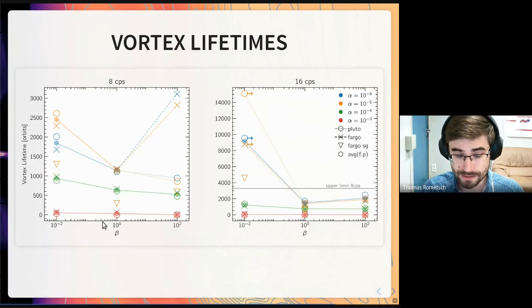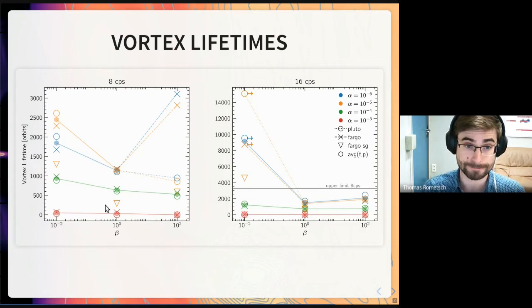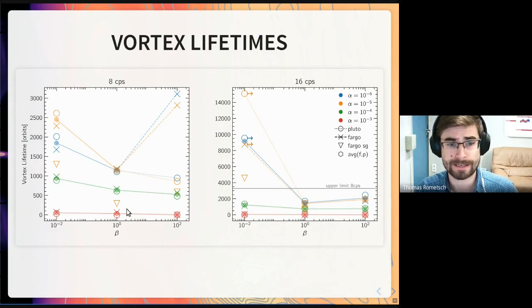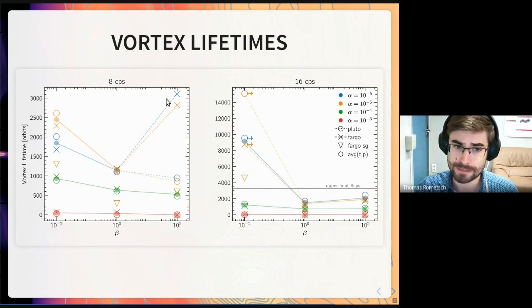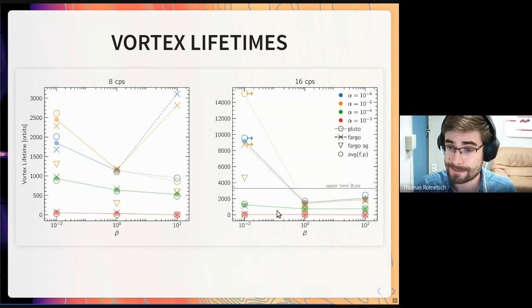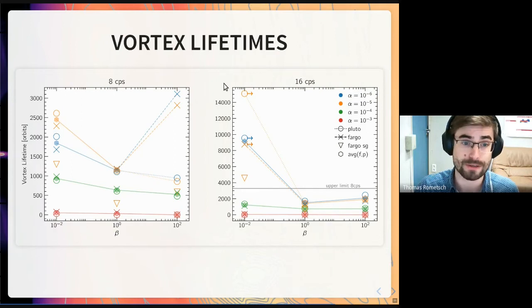And for this beta of 1, we have a minimum. That was quite surprising and very unexpected, actually. We expected to have a monotonic decline here. And here's a big discrepancy between our codes at this lower resolution, and we couldn't find out why, actually. But as we move to higher resolution, this discrepancy disappears, luckily. So we attribute it to too low resolution. And here we have another regime where actually the vortices live for 10,000 and more orbits for very low viscosity.